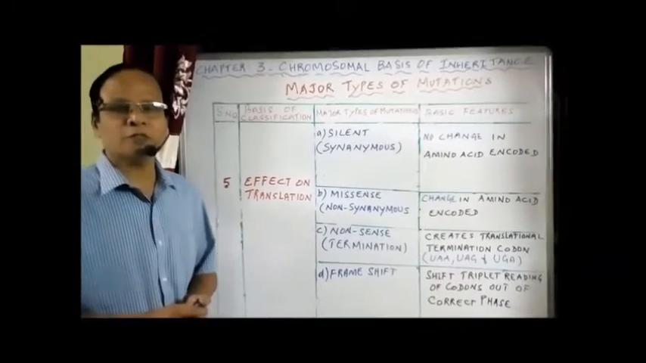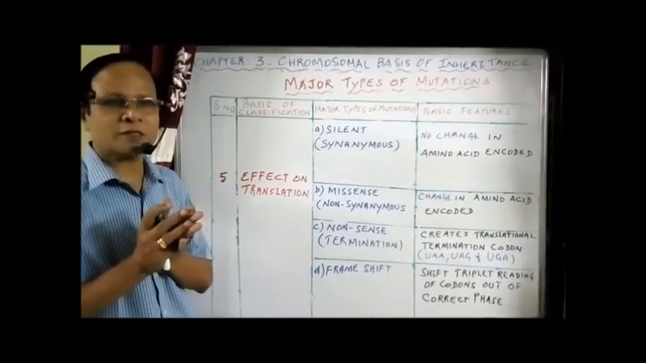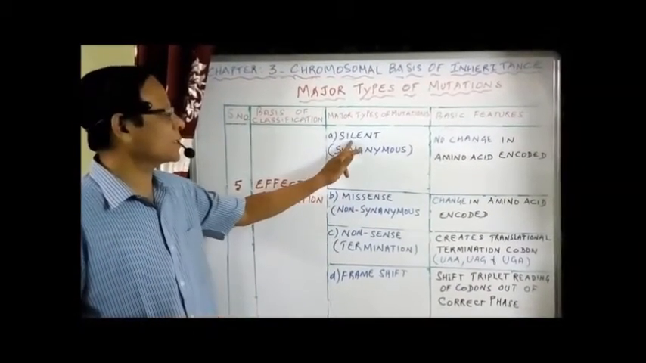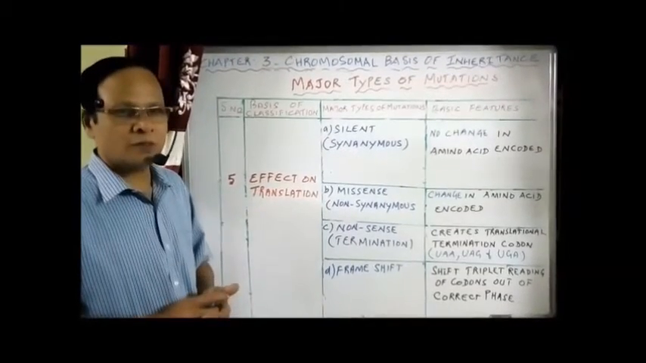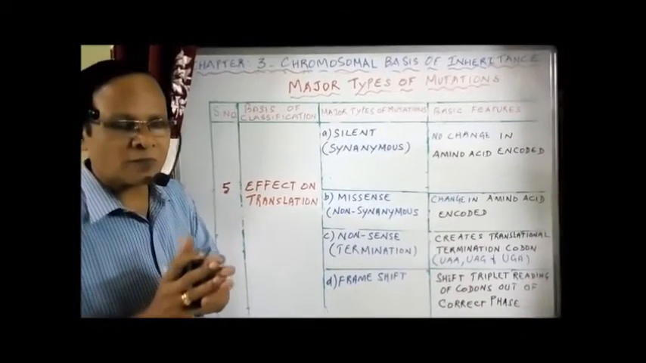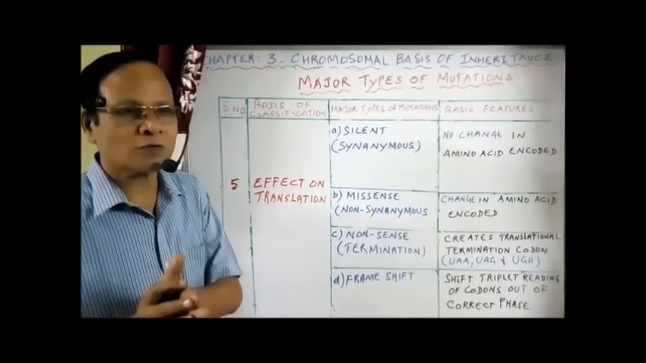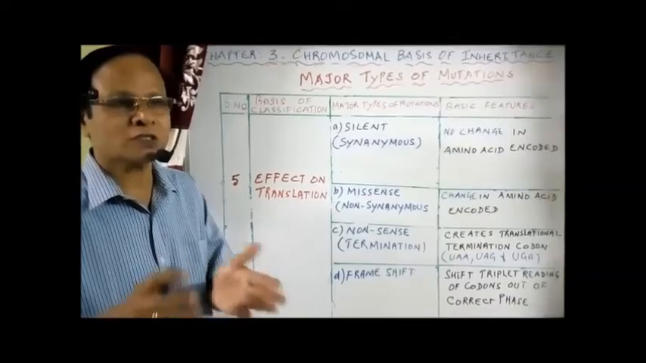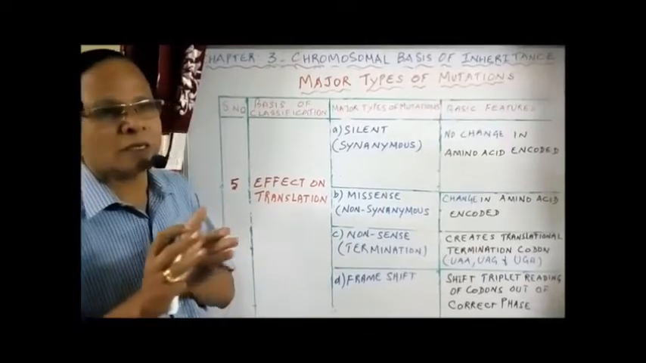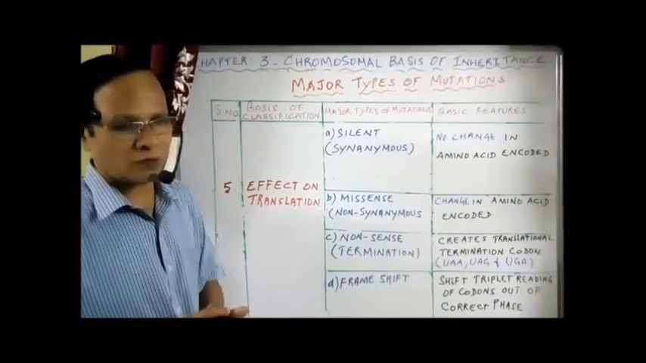Now the last type of major mutation, on the basis of effect on translation. Some mutations affect the translation process, and based on this we can have the following types. Number one, silent mutations, also called synonymous. Here a codon for an amino acid has been changed into another codon that also normally codes for the same amino acid. There is no change in the structure of the protein, and so no change in the phenotype, because the same amino acid appears. That is called silent, synonymous: no change in the amino acid encoded.